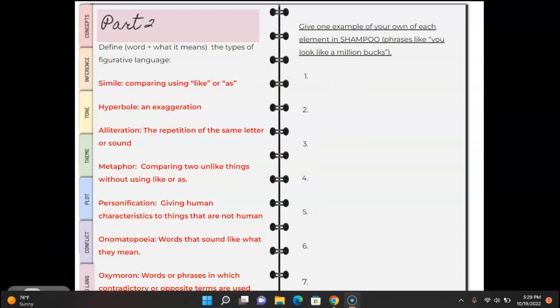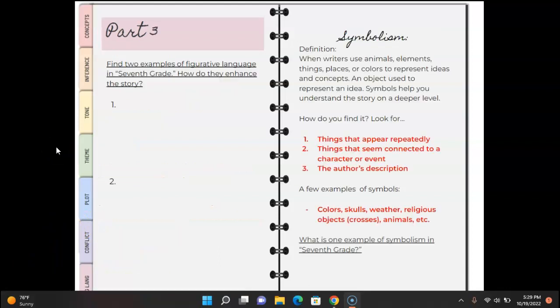Awesome. So this is the final slide of the lecture where we are talking again about figurative language, but this time I want to know that you can recognize it in our story 7th grade. So see if you can find just 2 examples of figurative language. It can be any of the shampoos, and then tell me how you think that they enhance the story. The last thing that we have over here on the right-hand side is symbolism.